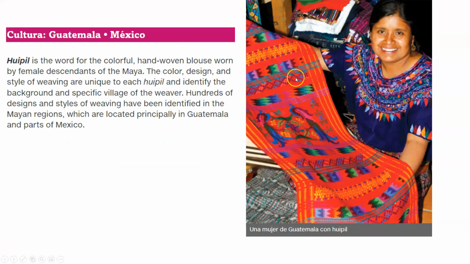And a little bit of artisan culture in Guatemala and Mexico. A huipil is the word for the colorful hand-woven blouse worn by female descendants of the Mayans. You know, the Incas, the Aztecs, the Mayans. Well, from the Mayans. The color, design, and style of weaving are unique to each huipil and identify the background and specific village of the wearer.